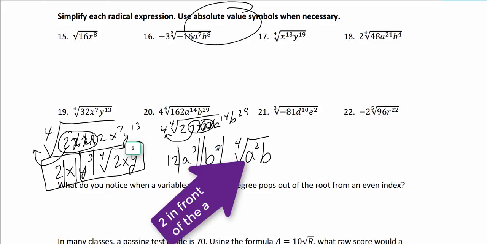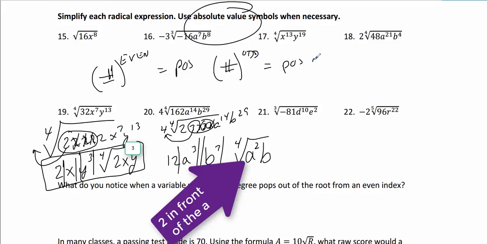What would happen if I pulled out an even amount of variables? Then I wouldn't need absolute value bars. Okay, because those are always going to be a positive number. When I take any number to an even root, I always get a positive. When I take any number to an odd root, you don't know what you're going to get. You could get a positive or a negative. Okay, and I can't do negatives inside an even root. That's not possible. That's why I have to use absolute value bars.